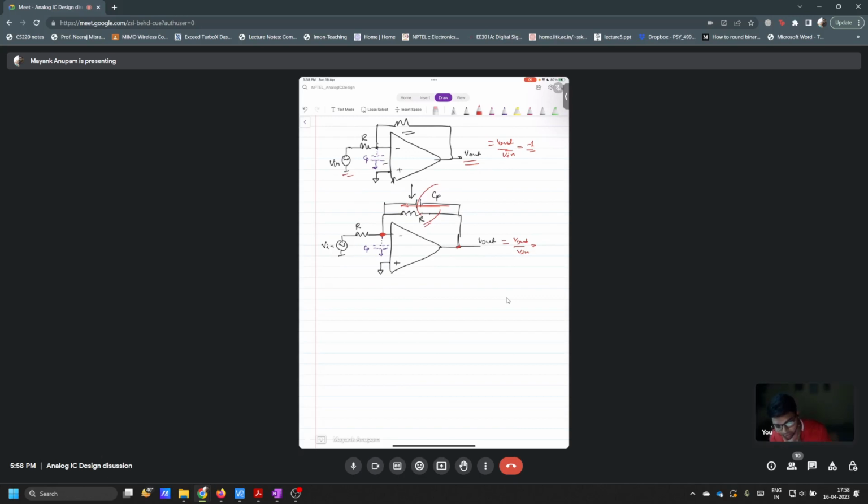So there is another pole in the closed loop because of CP, and that pole is 1 over R into CP. In the closed loop, the pole is at 1 over R into CP. So if you keep on increasing CP, your closed loop bandwidth will keep on decreasing. So you cannot play this game forever. There is going to be a certain limit on CP, a maximum tolerable CP, based on whatever closed loop bandwidth you are targeting.